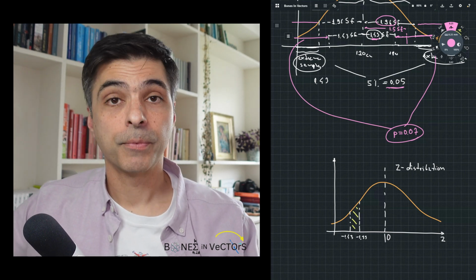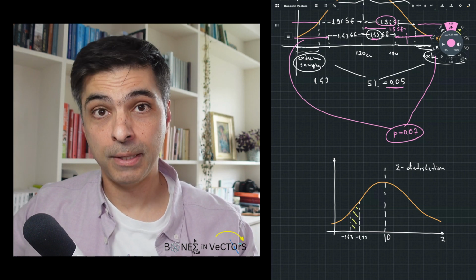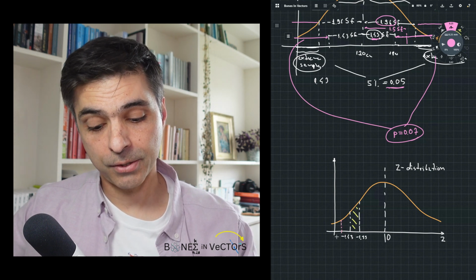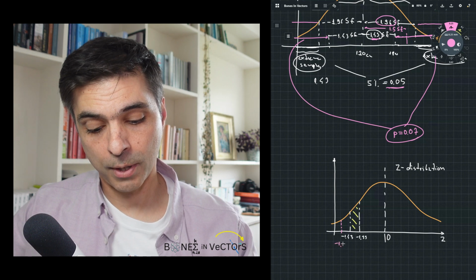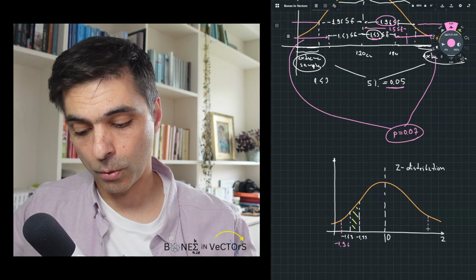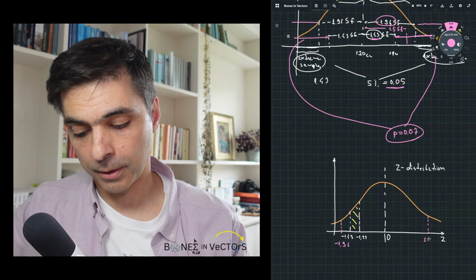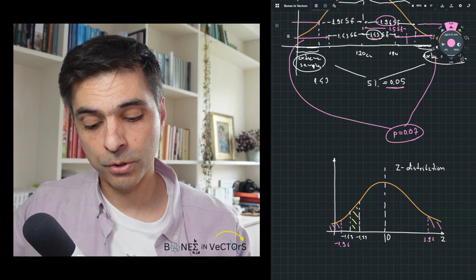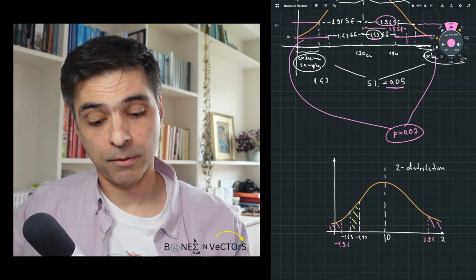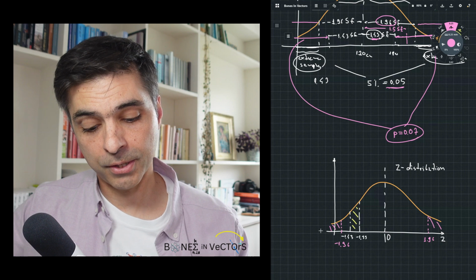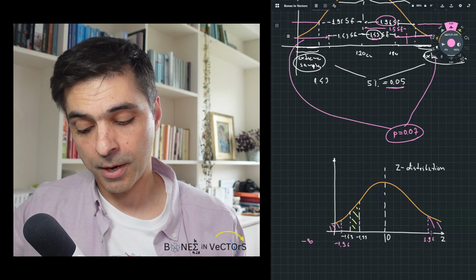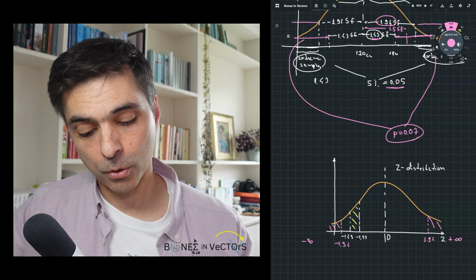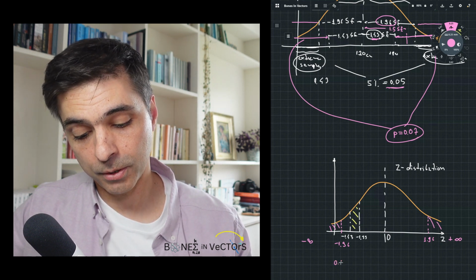We have said that if the probability of getting a test statistic less than or equal to minus 1.96 or more than or equal to 1.96 is 0.05, then the area under the curve between minus 1.96 and minus infinity, and the area under the curve between 1.96 and plus infinity, will be 0.05.